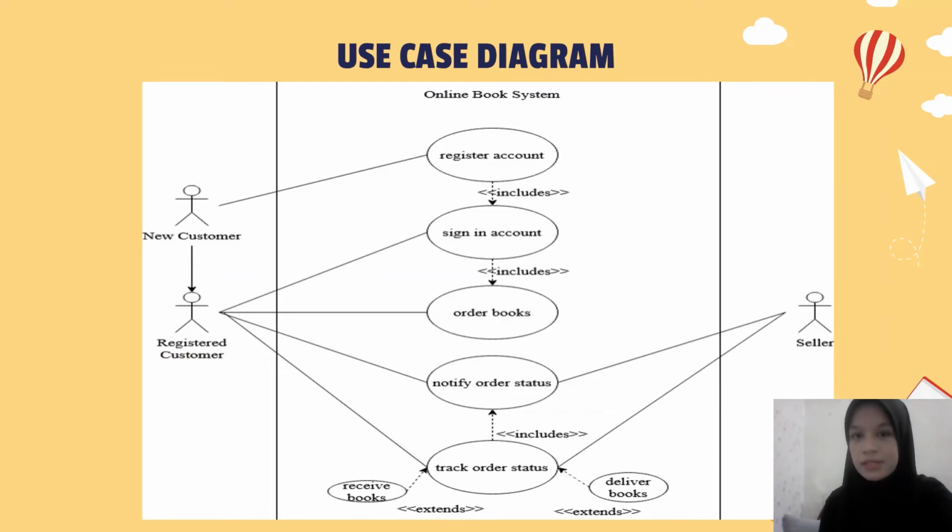So this is the use case diagram for the online book system EZBOOK. The use case diagram represents the users who are the new customer, the registered customer and the seller, including the main scenarios involved in the application system, which are register account, sign-in account, order books, deliver books, notify order status, and also receive books.